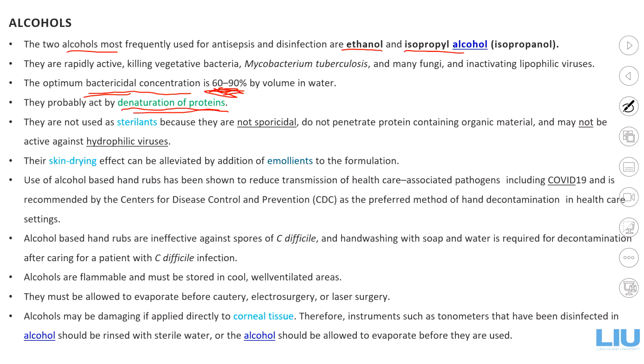We talked about the mechanism of action. They are not used as sterilants because they are not sporicidal. Among the definition of sterilants, they have to be sporicidal, so they don't classify as sterilants. They do not penetrate protein-containing organics. They may not be active against hydrophilic viruses. One of the things alcohol causes, if applied to skin, is dry skin, so they're usually combined with emollients. You've probably seen alcohols formulated with aloe vera; they use emollients to prevent the dry skin.